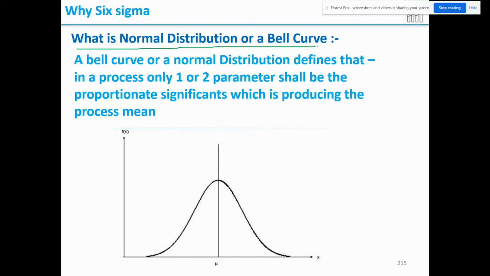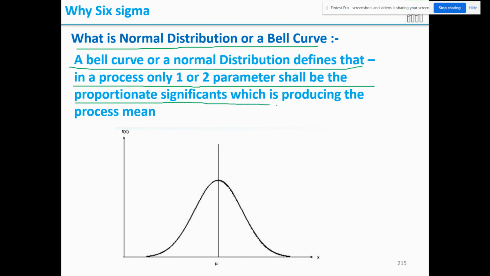So that is what is given here. A bell curve or a normal distribution defines that in a process only one or two parameters shall be the proportionate significance which is producing the process mean. So all are fine tuned to produce the process mean itself. The process mean is aligned with the required mean.